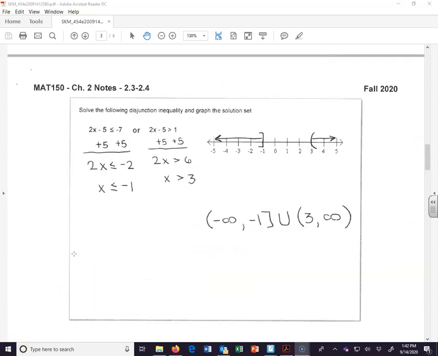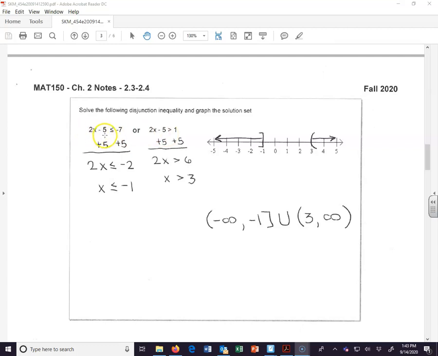A conjunction is when you have your expression in the middle with the x and you have values on both sides. But a disjunction is where you're talking about the same expression, like here we have the 2x minus 5, but they don't connect. They go in separate directions. So it looks like we have two different inequalities to solve, and then we're going to graph them together.